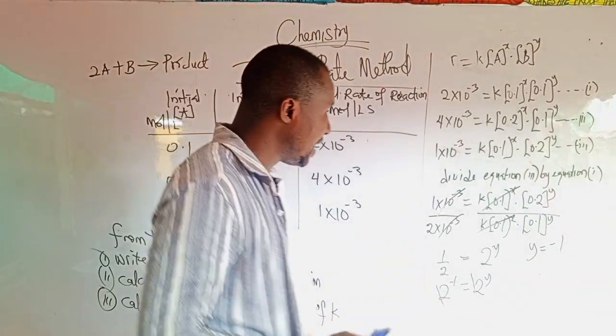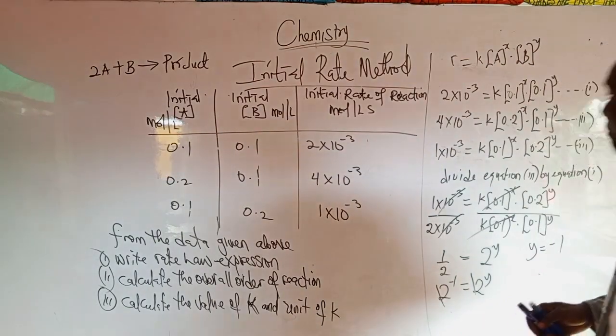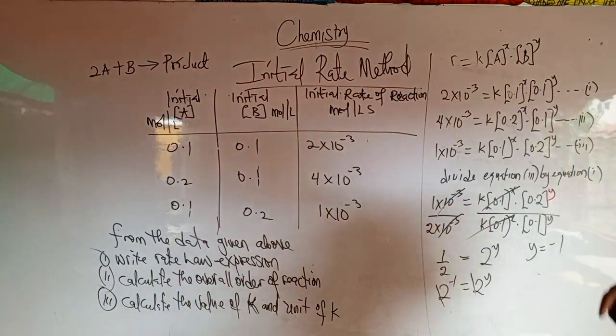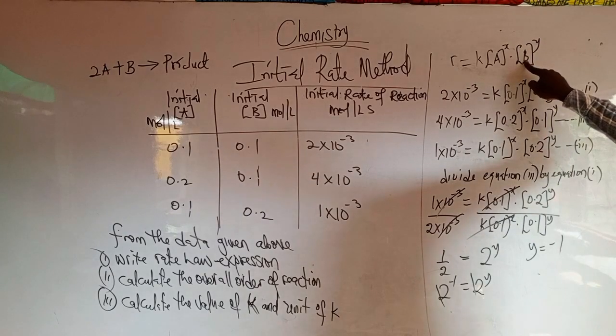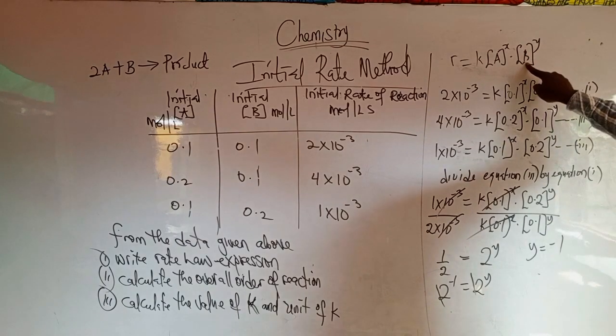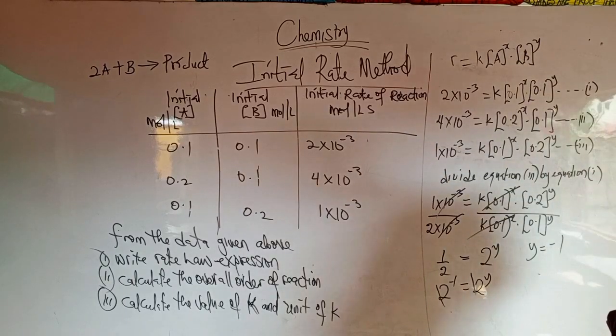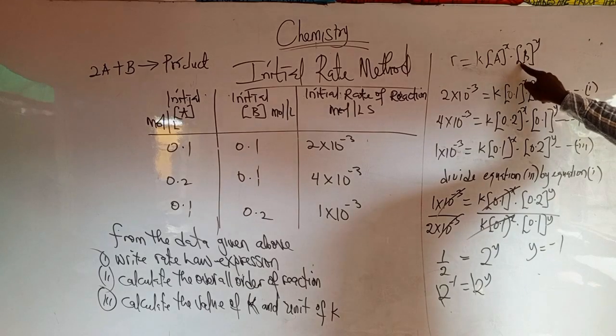How can I get X? For me to get X, I need to eliminate Y. And Y is the order of reaction with respect to B. That is Y, the order of reaction with respect to B.